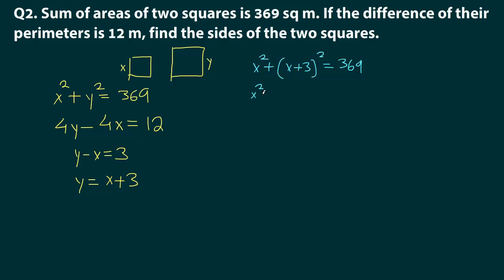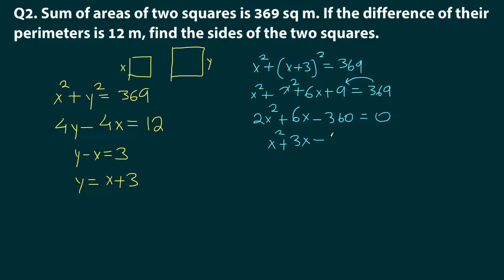If you open this up, it will be x squared plus 2ab, so 6x, plus 3 squared, which is 9, equals 369. So 2x squared plus 6x, and this 369 will come over here as minus 369. Minus 369 plus 9 will be minus 360, equal to 0. From here we can take 2 common, so we divide both sides by 2 and get x squared plus 3x minus 180 equal to 0.